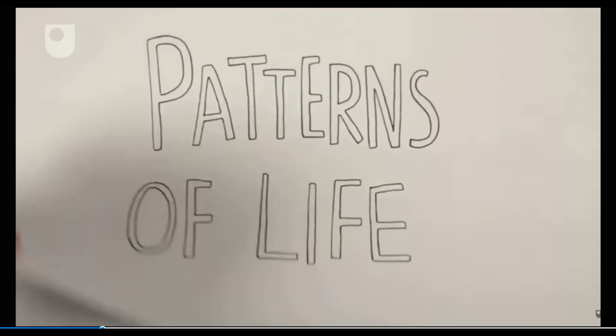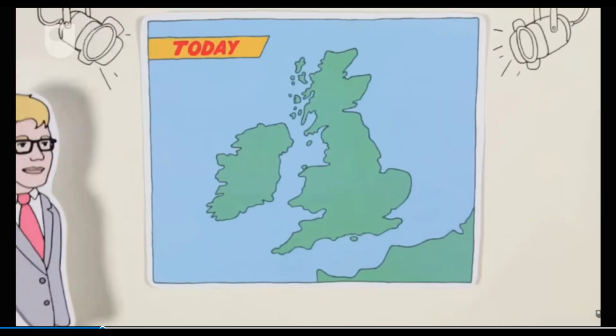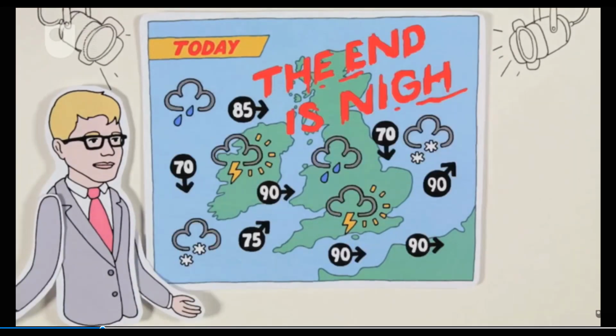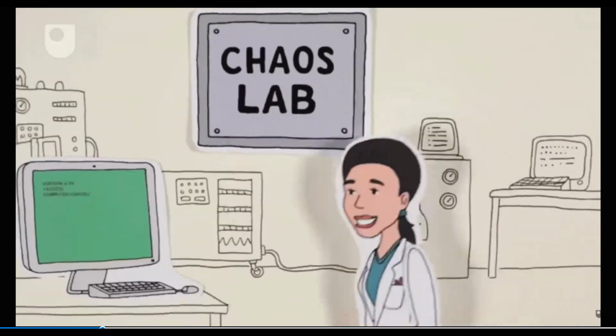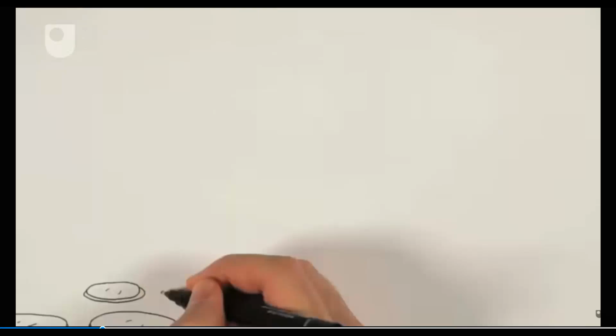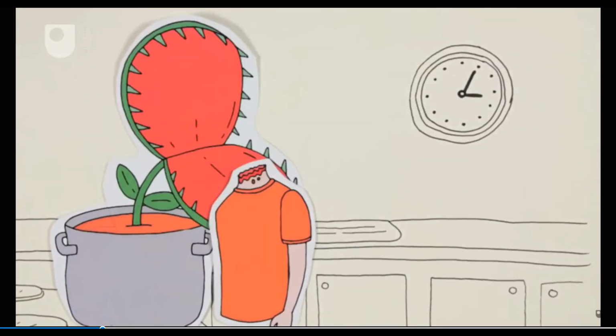Patterns of life. Number 5, chaos theory. Why can't we get a good weather forecast? And just what are the chances of sudden apocalypse? Chaos theory is the noble attempt to solve such quandaries by studying chaotic systems. These are systems where even a slight change to the input can cause a huge, unpredictable outcome.